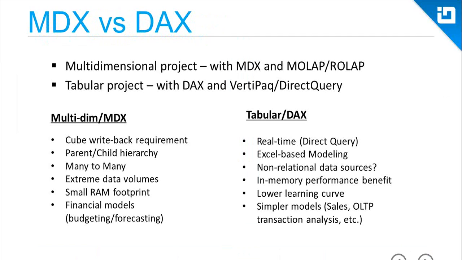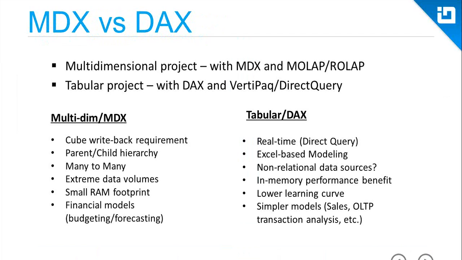And small RAM footprint means all the major storage happens in disk, not in RAM, and as and when you require, that would be loaded in RAM, of course. And a few things for this case: it's very useful for financial models, for budgeting, forecasting, and those kinds of stuff. So this is really useful.